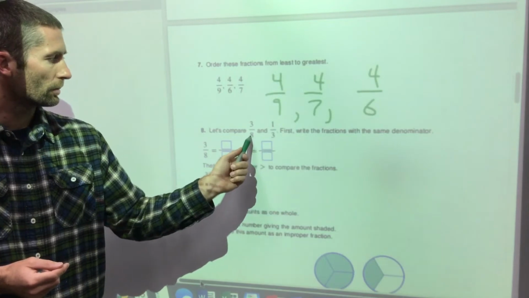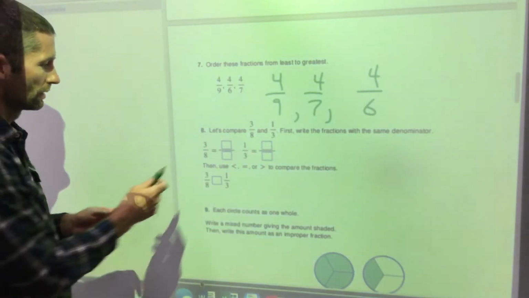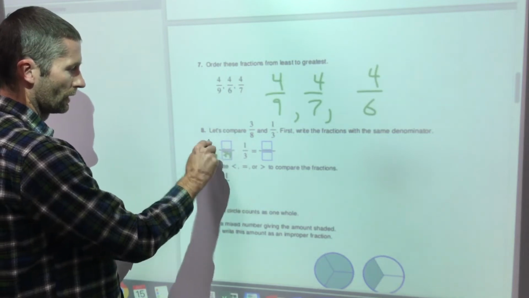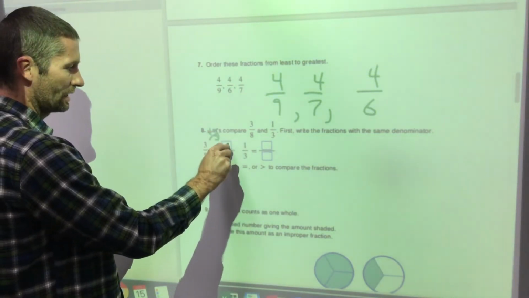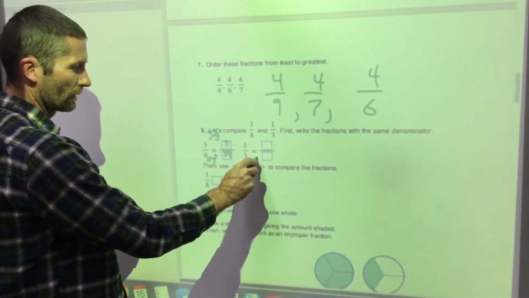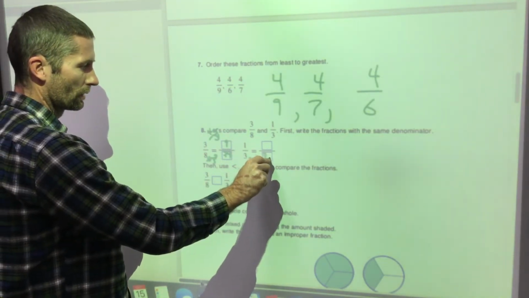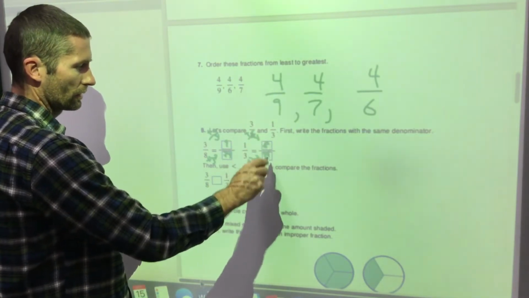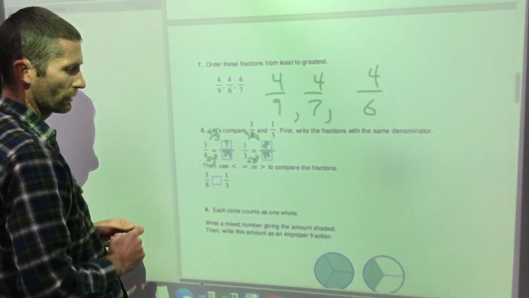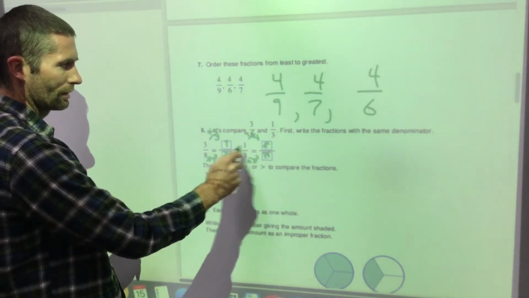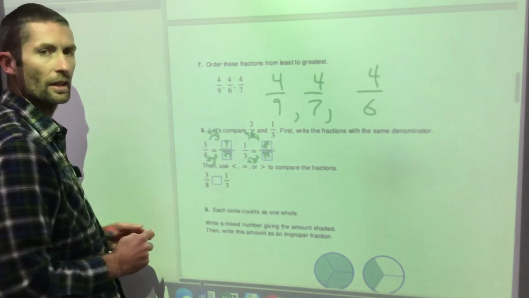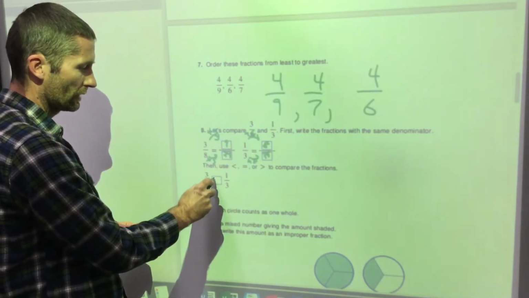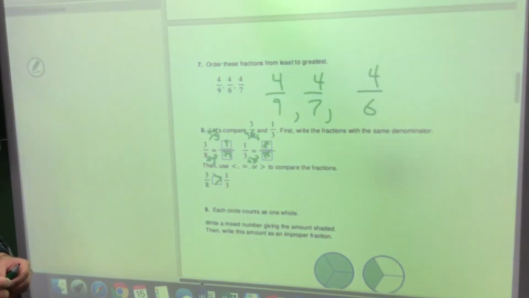So to do this, I can multiply that by 3 and that by 8. So 8 times 3 is 24. 3 times 3 is 9, so I have 9/24 here. 3 times 8 is 24. 1 times 8 is 8. So here I have 8/24, here I have 9/24. So which is less? Well, 8/24 is less than 9/24. So 1/3 is less than 3/8. 3/8 is greater than 1/3.